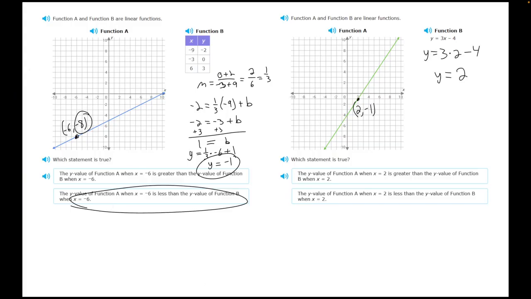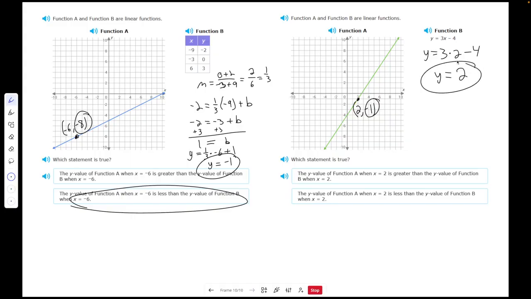And for the last problem, a little bit easier, function A equals -1, and function B is 2. Therefore, function A is less than function B.